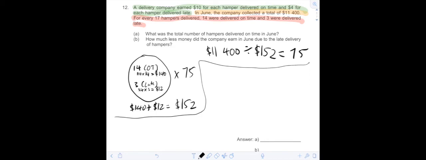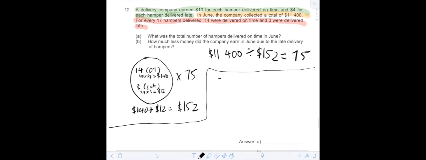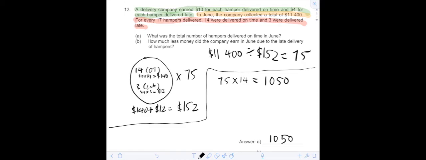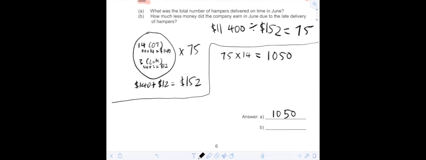What was the total number of hampers delivered on time? So to find the on time one, all we need to take is the 75 multiplied by the number that was delivered on time. Sorry, let's draw that again. So here we get 75 multiplied by the number on time, you get 1050 hampers. So first one should be 1050 hampers. Remember to write your final statement. I'm now just going through answers, so I'm going to save a lot of time by not doing that. So this is part A.